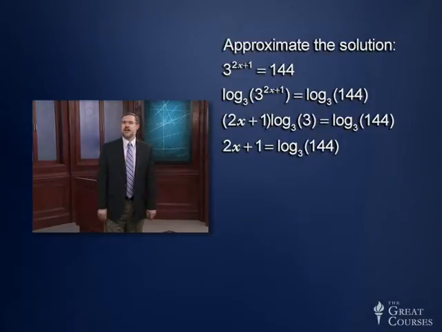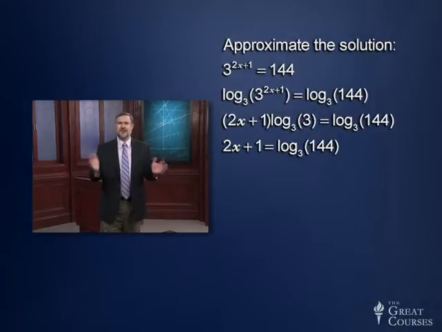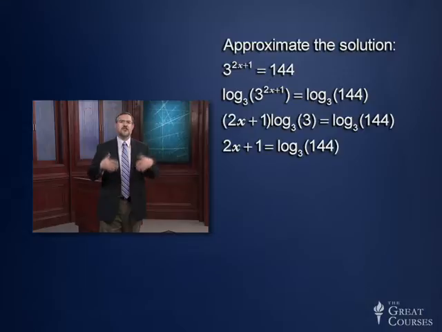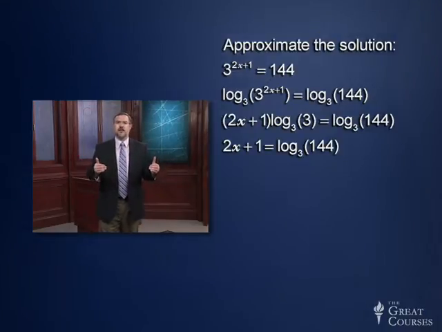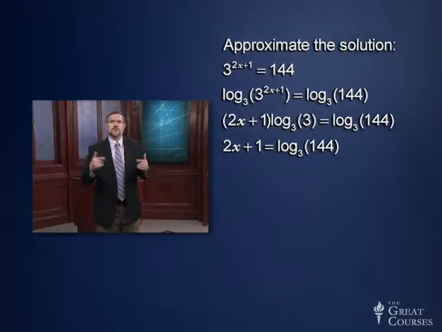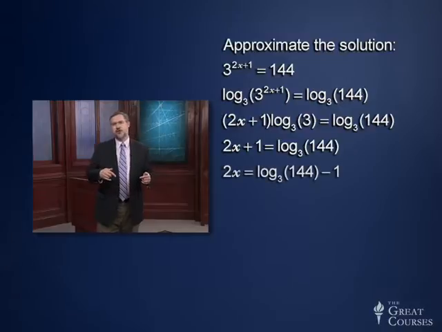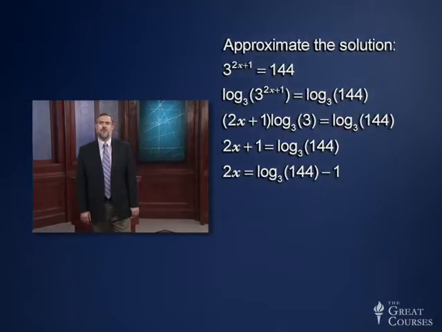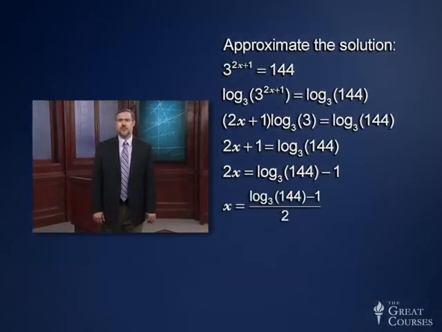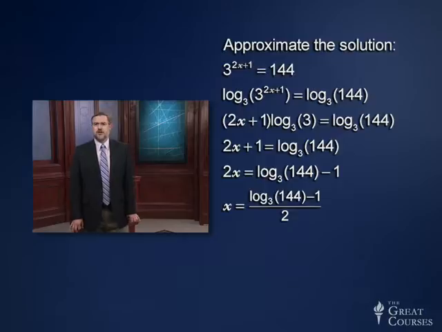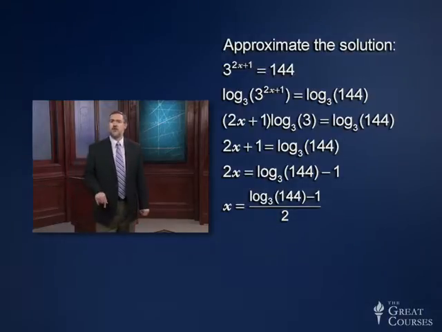Now you just need to get x by itself, and I realize the right-hand side's a little messy, but just think of it as a number for now. We're just trying to get that x by itself. So subtract 1 from both sides, and you'll have 2x equals log base 3 of 144 minus 1, and then divide by 2, and you'll have x equals log base 3 of 144 minus 1, all divided by 2.